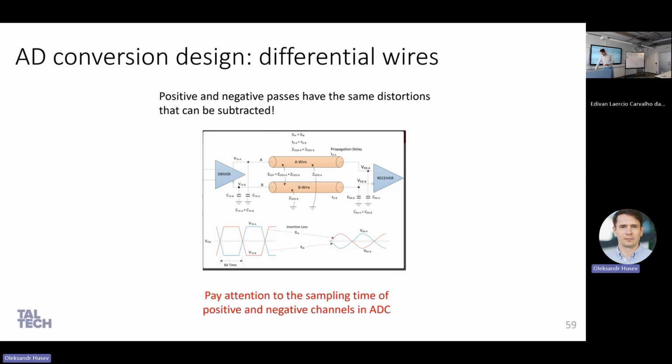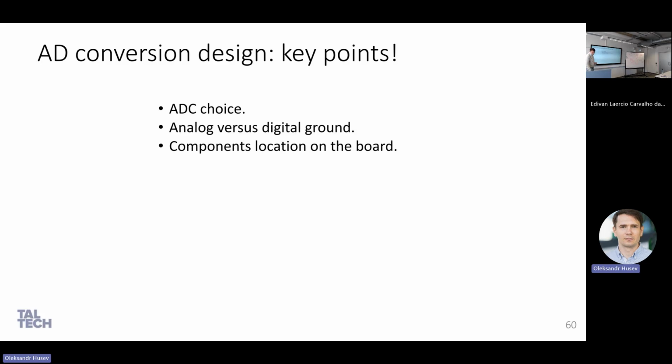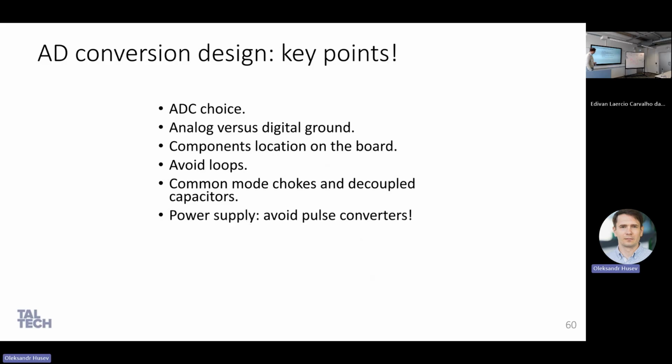And just the practical remarks. So, positive and negative paths have the same distortions that can't be subtracted. Pay attention to the sampling time. Okay. So, key points in terms of AD conversion design. ADC choice, right? Analog versus digital ground, components location on the board, avoid loops. Right? Common mode choice and decoupling capacitors. Also, right, the power supply, avoid false converters.